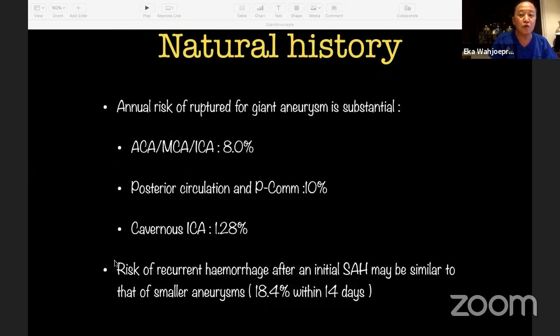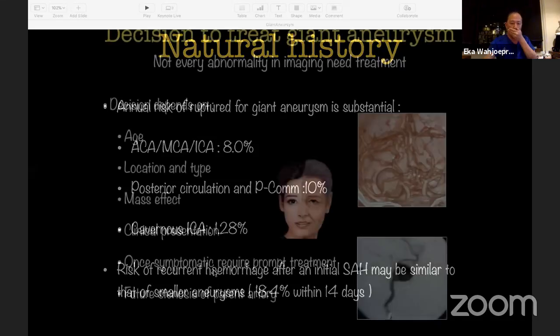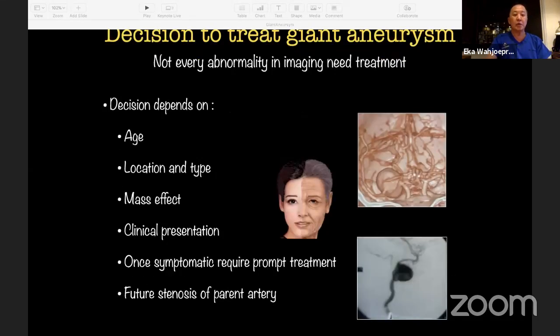So the natural history, this is the annual risk, and this is the risk of recurrent hemorrhage after initial SAH. Sorry. So the decision to treat a giant aneurysm, we need to know, and the young generation also needs to understand, that not every abnormality in the imaging needs to be treated invasively. I will show you the cases later on.